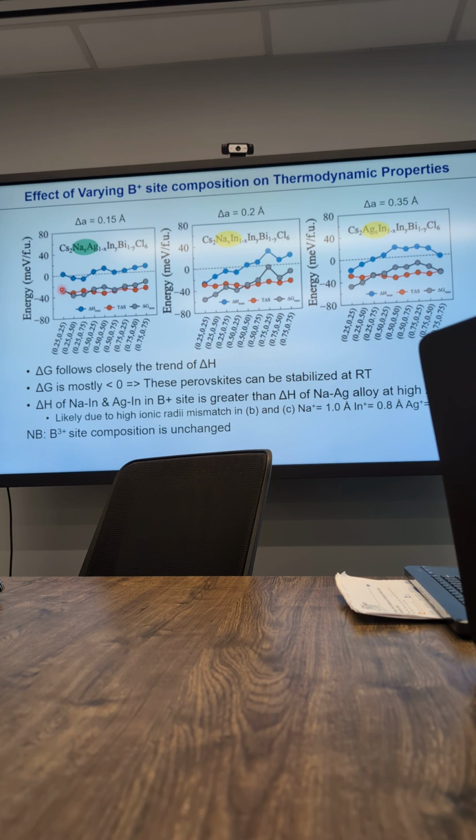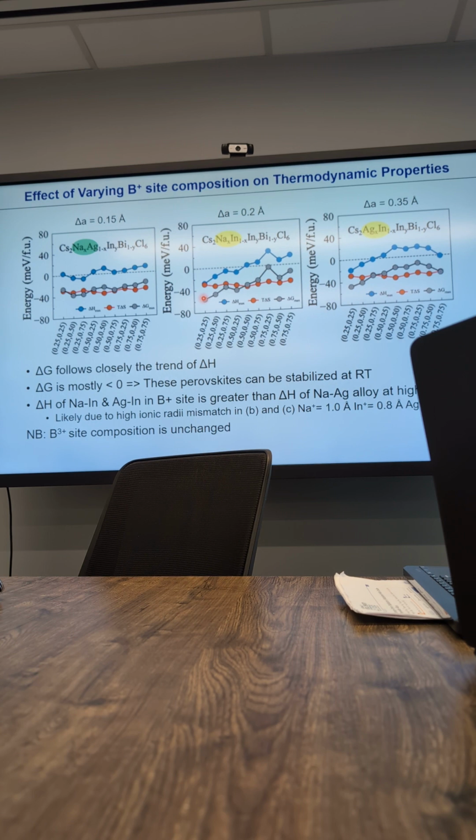So the gray line is delta G, the blue is delta H, and the red is the entropy term. What they realized is, you see this trend here. The first thing you realize is that delta G follows closely the trend of delta H, right? So you see delta H go this way, delta G also goes that way. This delta H goes this way, delta G goes this way. Same here, right? Now one thing you'd realize in all of these is that your delta G and your delta S are still below this zero line, so it's more favorable.